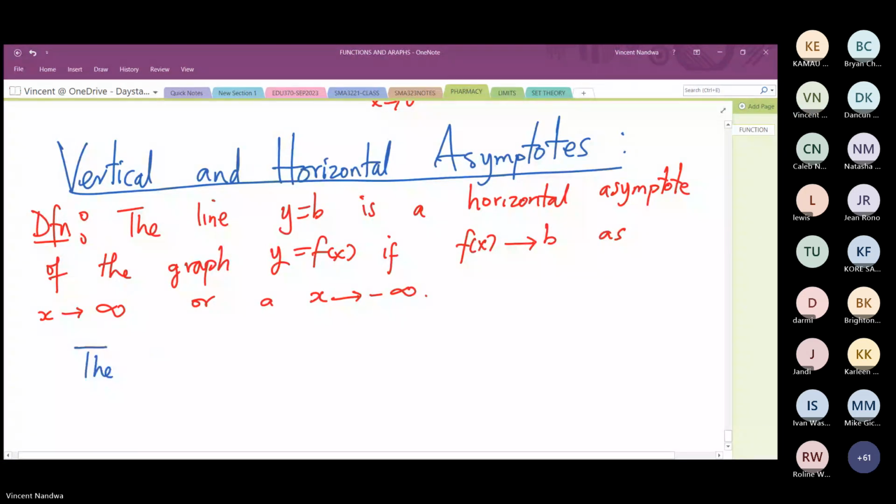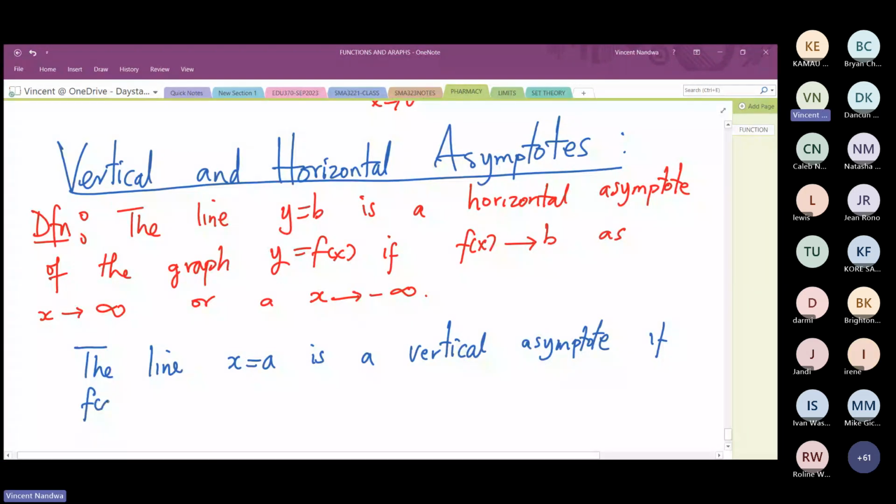And then the line x equals a is a vertical asymptote if f of x gets closer to infinity or f of x approaches minus infinity as x approaches a from the left or as x approaches a from the right-hand side.